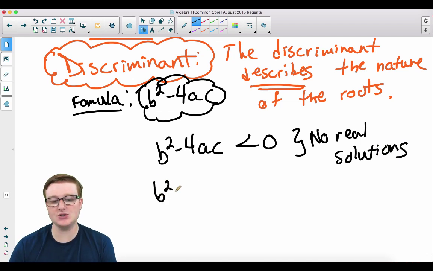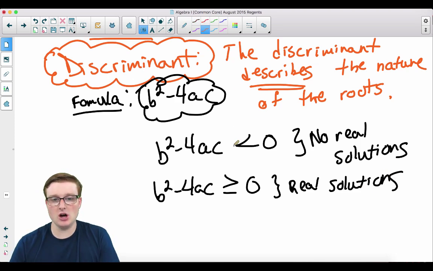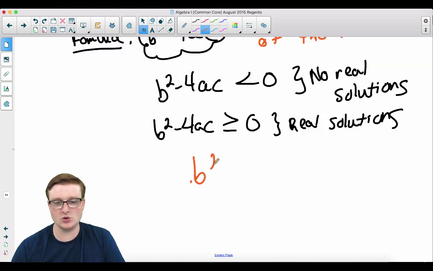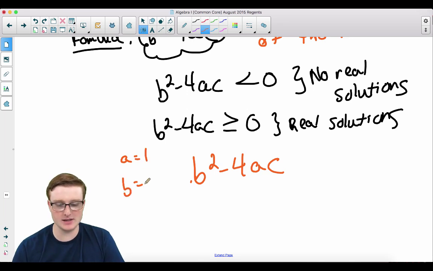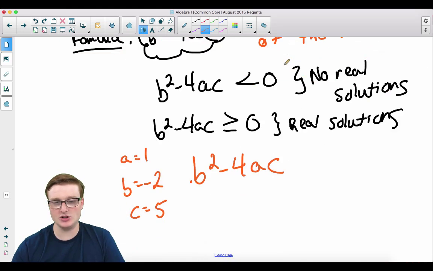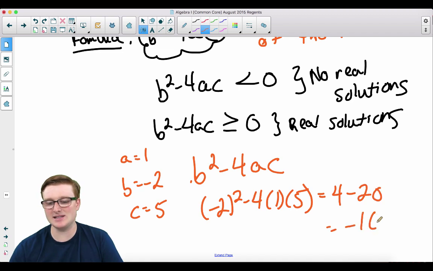If the discriminant b squared minus 4ac is greater than or equal to 0, this does produce real solutions. Okay? So all I have to do is take my discriminant, which is, again, b squared minus 4ac, and say, all right, my a value is 1, my b value is negative 2, and my c value is 5, based off of my equation up here. And you just plug it in. So we get negative 2 squared minus 4 times a, which is 1, times c, which is 5. Then you get 4 minus 20, and you get negative 16.